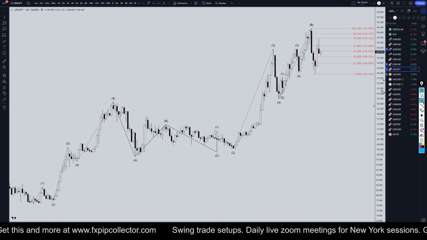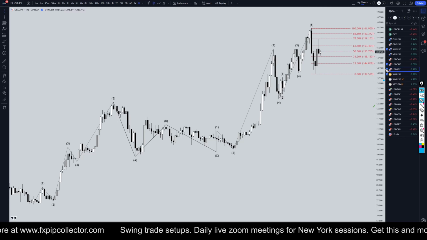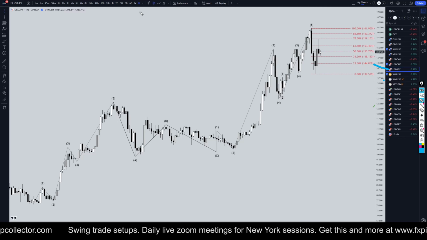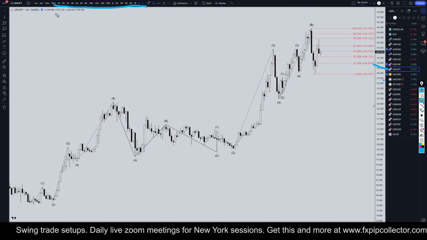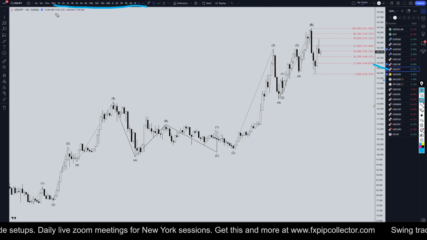Today is Monday, December 9th, and I'm going to be analyzing the US dollar yen starting on the monthly, working my way all the way down to the 1 hour time frame for the full top down analysis.